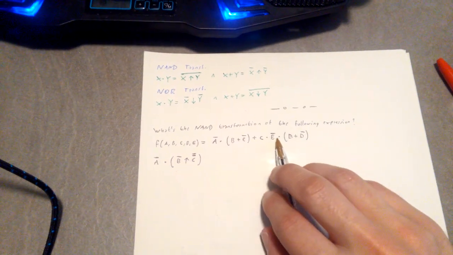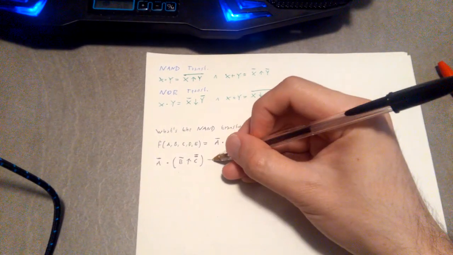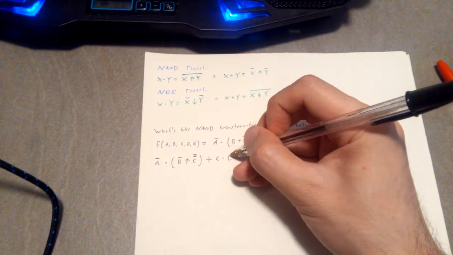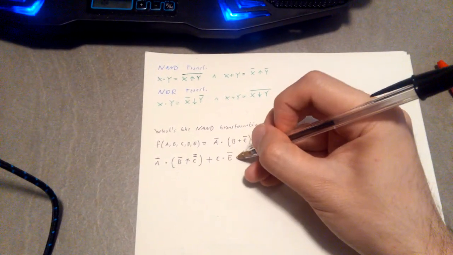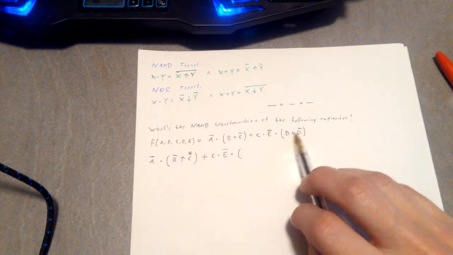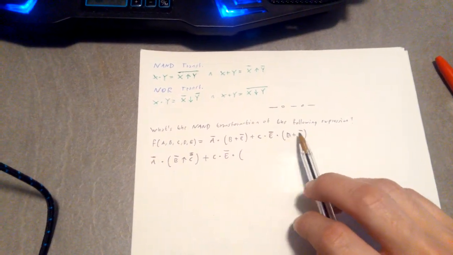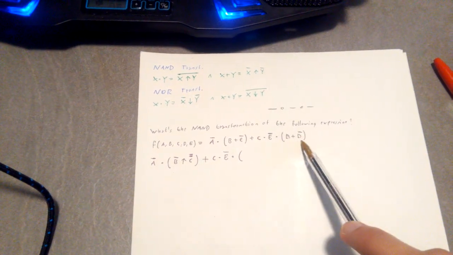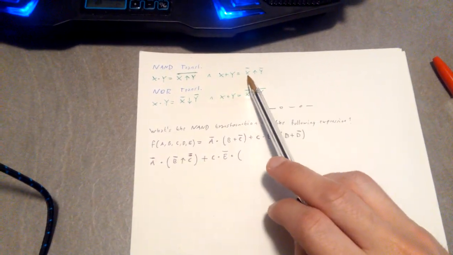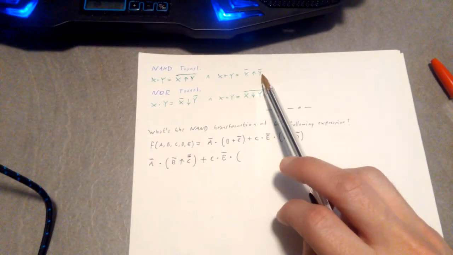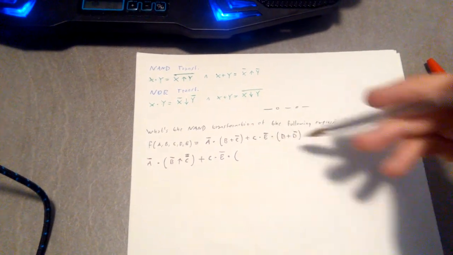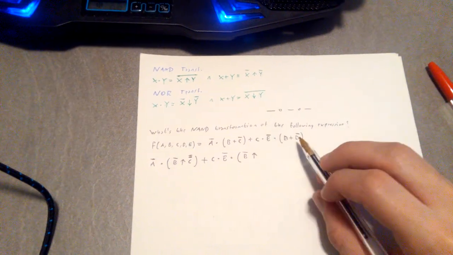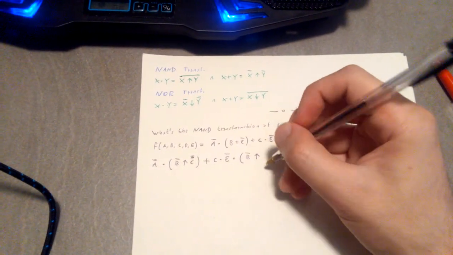Then those things are going to stay the same: we have a plus, c times e not times, and now I'm going to get rid of this because it is going to be the same. It's like x plus y, so b plus d not. So x plus y will be x not, arrow upwards, y not. So b not, arrow upwards, d not not.